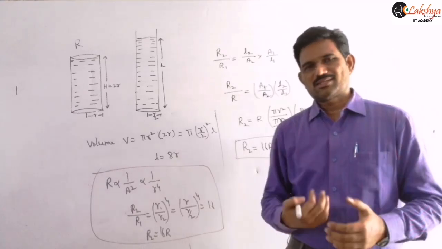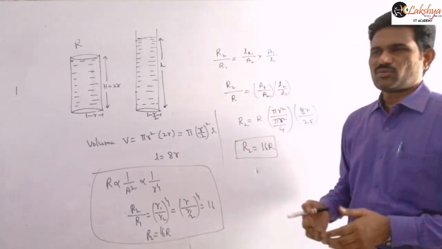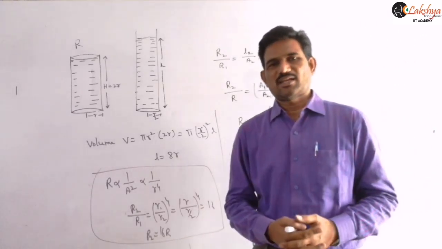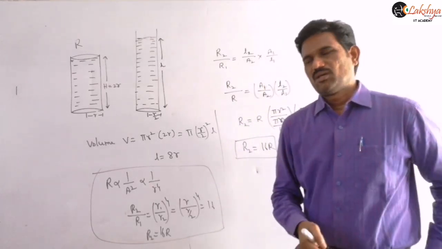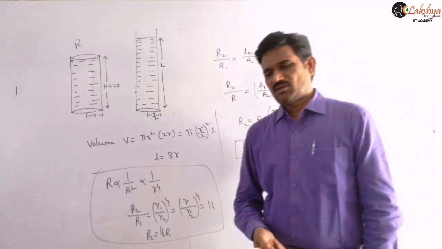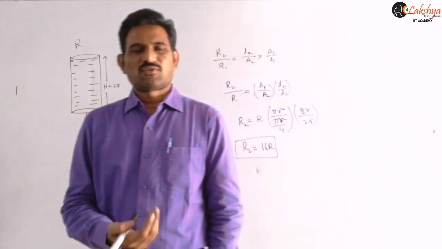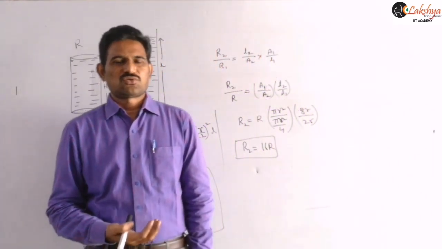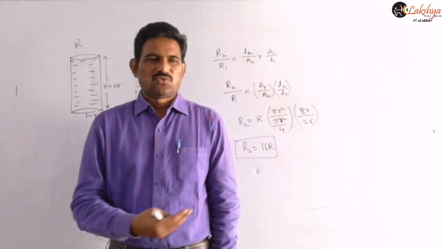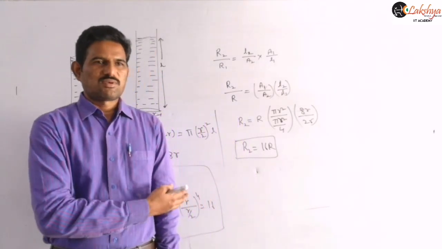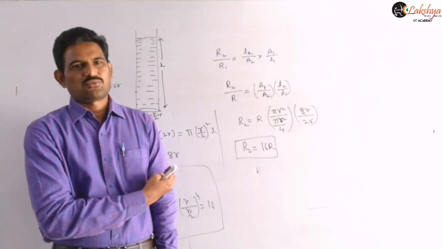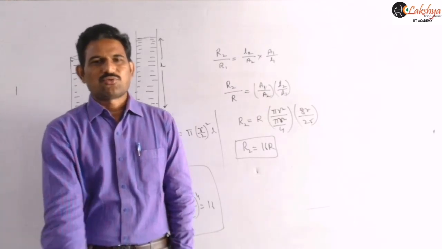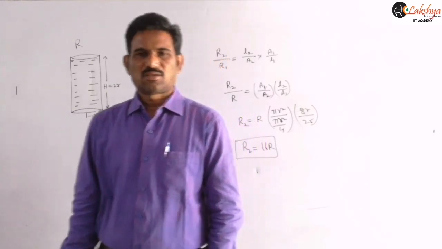In the next class I will explain some more problems based on this, including percentage calculations based on R is equal to rho L by A. And I will also explain resistance of non-uniform cross section or variable conductivity in the next class. You can complete some problems based on this equation. Level 1, level 2, and level 3 problems you can solve simply based on this equation.